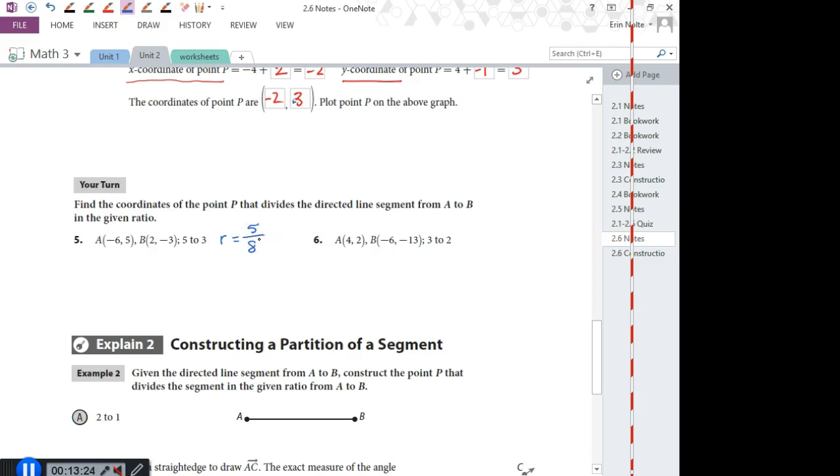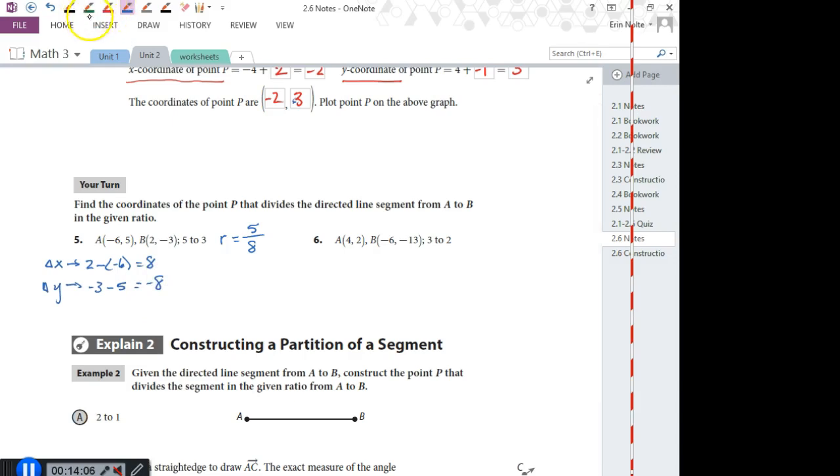Okay, so then I'm going to do my change in x. Does it matter if I do change in x or change in y first? Doesn't really matter. We'll do change in x. Remember I want to go from B to A. My x is 2 minus negative 6, so that's the same as 2 plus 6. So 8. Okay, change in y. Negative 3 minus 5. Negative 8.